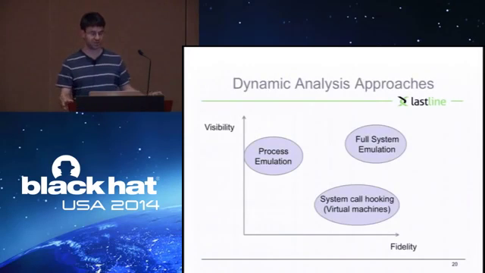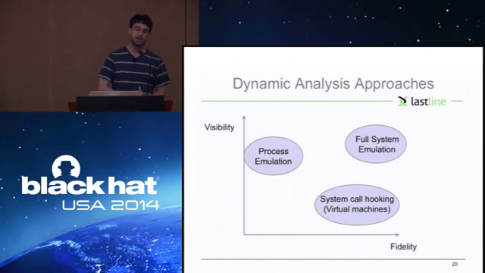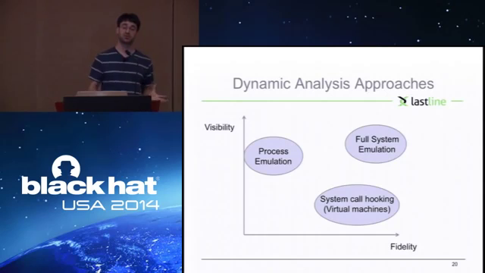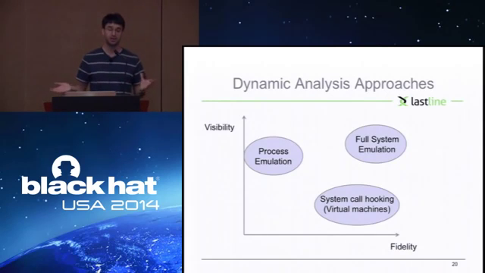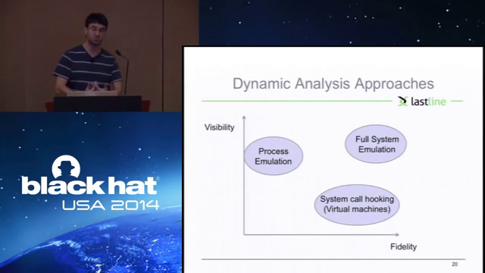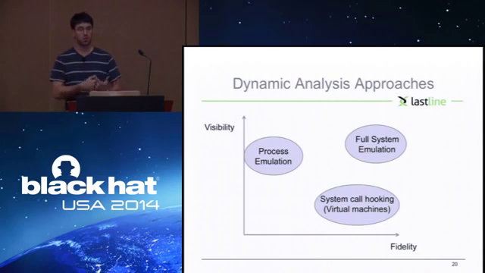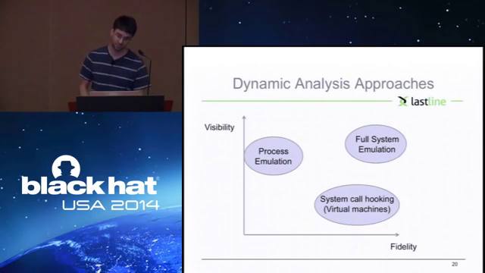So just, to recap, we're sort of having these two axes, visibility into the process, and fidelity, how realistic is the environment for the process or the program that you're running. You have high visibility but low fidelity with process emulation. You have high fidelity because it's a real operating system, but low visibility with a classic virtual machine-based approach and system call hooking, and we think that full system emulation combines both advantages.